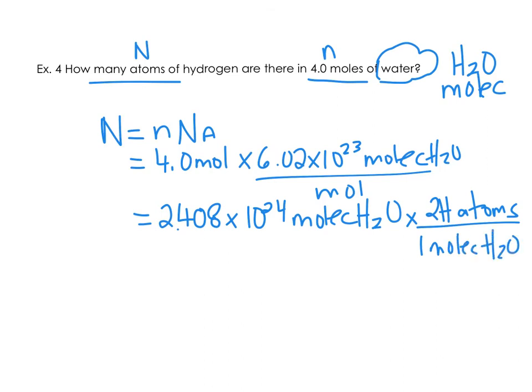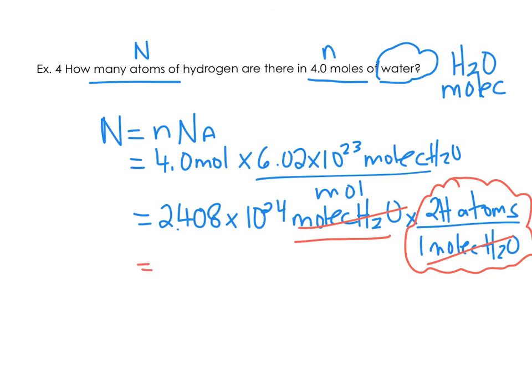So what happens here is our molecules cancel. This is called a ratio. And we can multiply molecules of water by the number of hydrogen atoms, or the number of oxygen atoms, which would be 1, or the number of total atoms, 3. But it has to be set up as a ratio. You want the unit to cancel, which is molecules of water, on the bottom of your ratio so that they cancel.